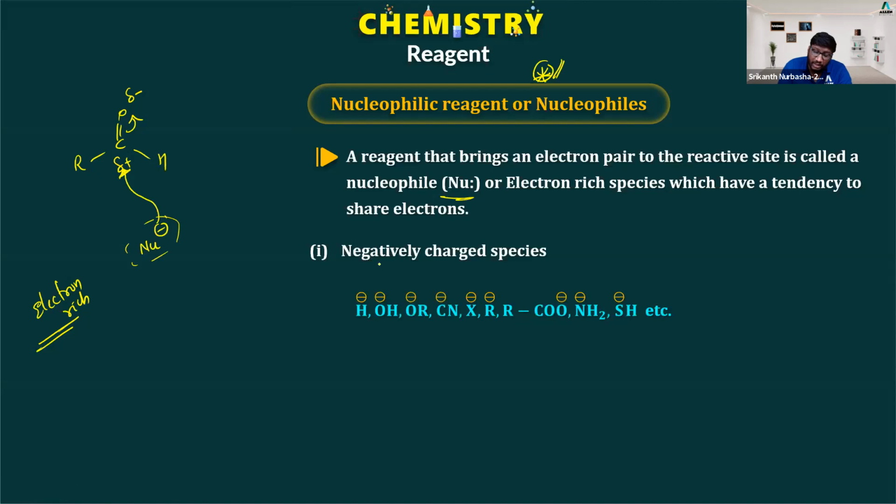First point, negatively charged species can act as nucleophiles, like H minus, OH minus, OR minus, CN minus, X minus, R minus, RC double bond O minus, NH2 minus, SH minus.